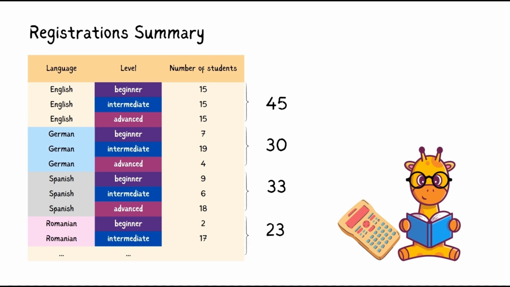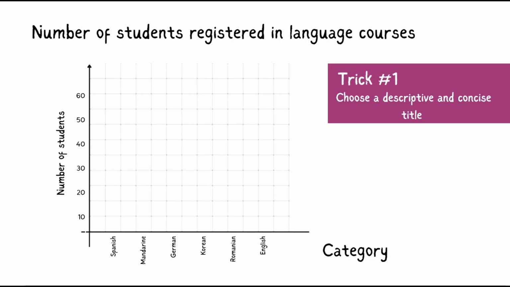What is the language most sought after? It can be computed, but a visual representation is more powerful. When wishing to plot categories, like in our case language or level, bar charts come in handy. Mind the title of the bar chart. It is descriptive and concise, indicative of what the plot shows.